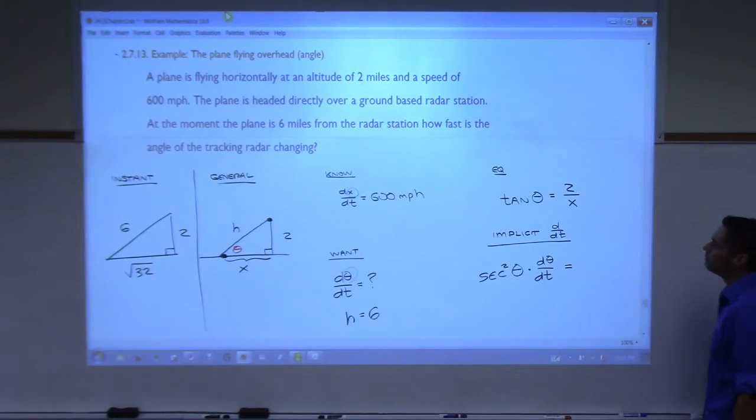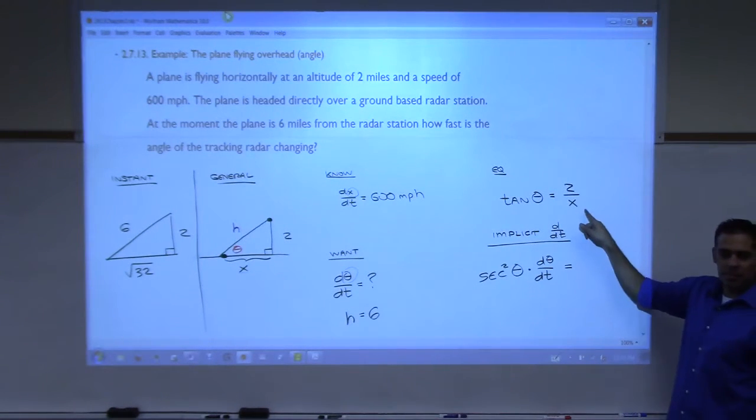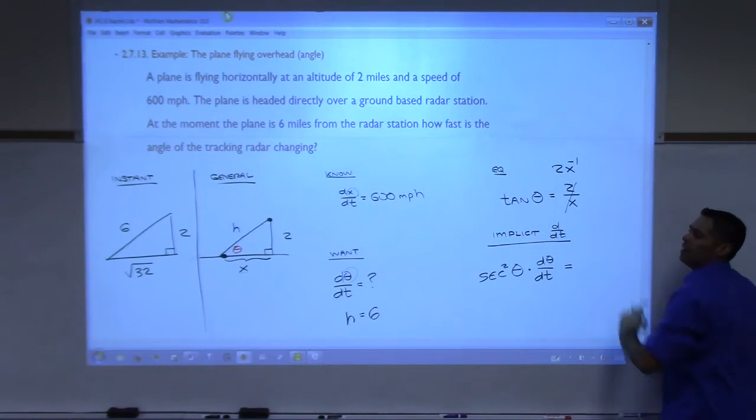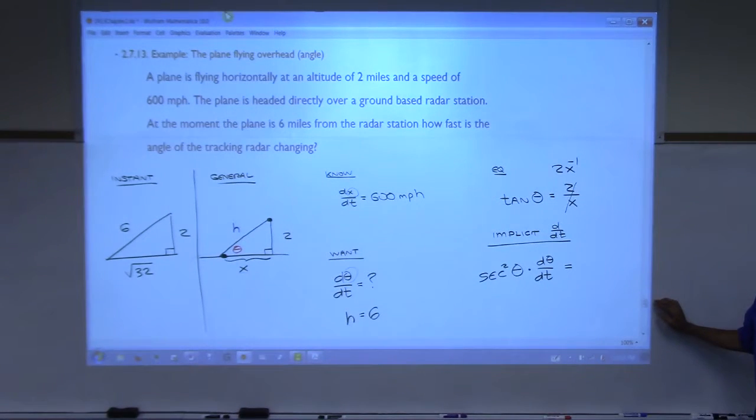Equals. Other side? How would you do that? The x is on the bottom. How would you do the derivative of this? Are you doing quotient rule? Yeah. You could do quotient rule. Or you could bring that up to the top. Or you could rewrite this as 2x to the negative 1, right? And then take the derivative of that.